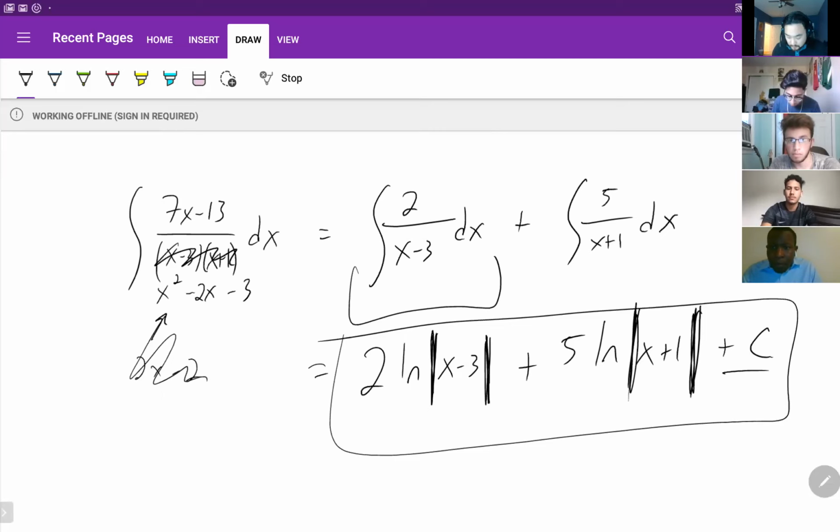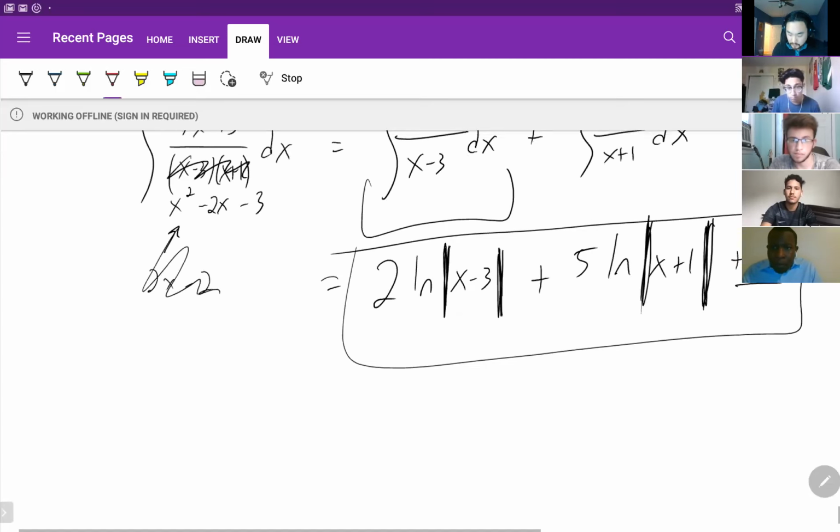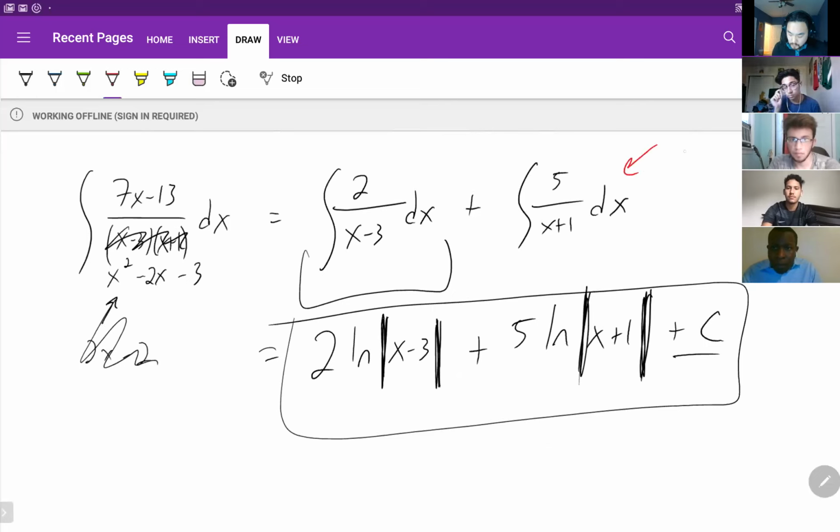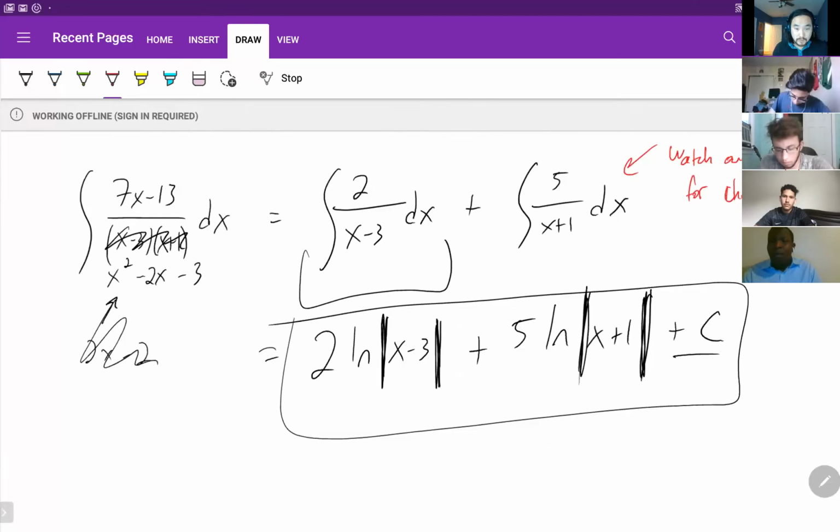Oh, another pitfall that I see a lot of people forget. Watch out for chain rule. A lot of people always screw that up. For example, if this was like negative 2 in front of that x, you got to account for that, right?